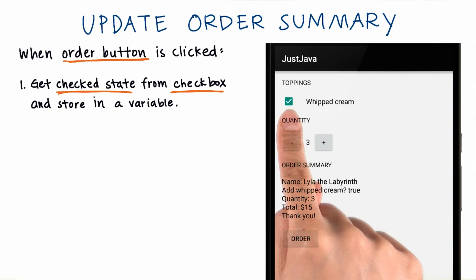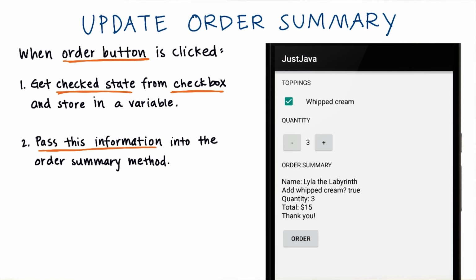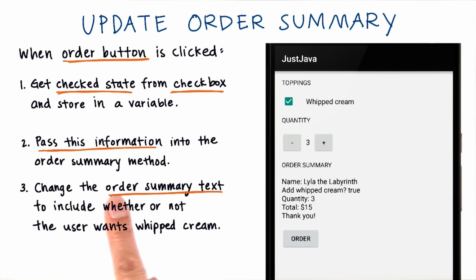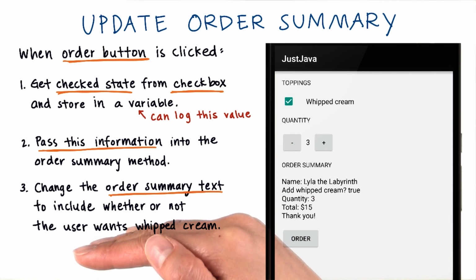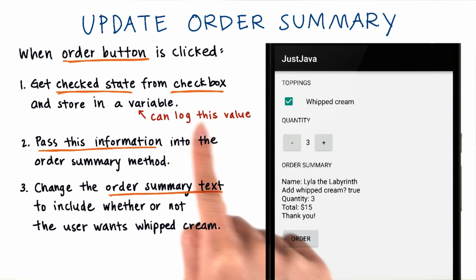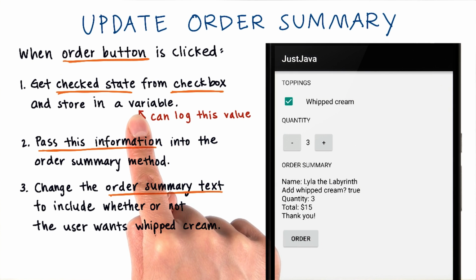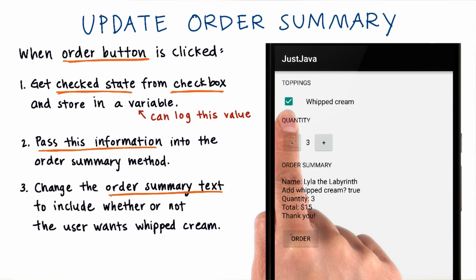Once the Android device knows if this is checked or not, then we can pass this information into the order summary method, the method that creates this text. As the third step, we can change this text to include this line here about whether the whipped cream topping should be added or not. There are a couple of steps along the way. To make sure that you're on the right path, you can actually log this variable value here to make sure that it reflects the actual checked state.